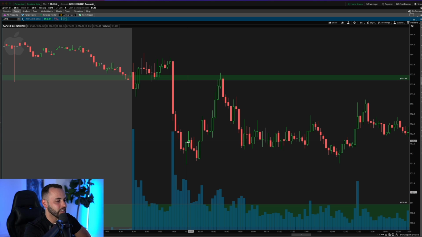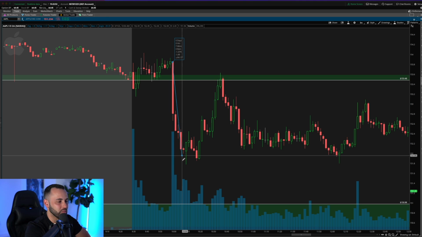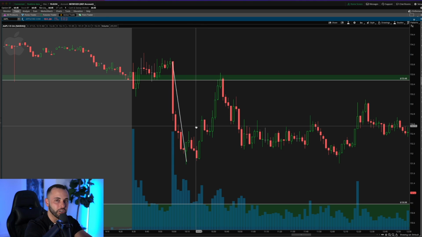Now you can see later in the day, if I just stayed a little bit more patient, we got a push back up to the upside. We ended up retesting 153.50. At this point, I didn't think that we were going to retest 153.50. But if you look at what happened, we went right back up and we retested 153.50.